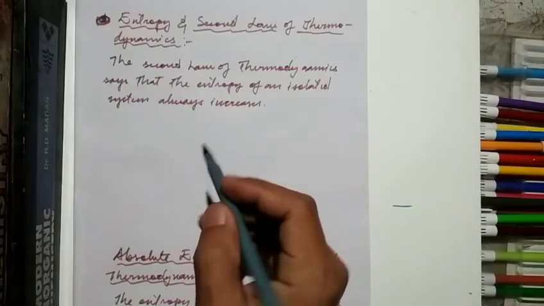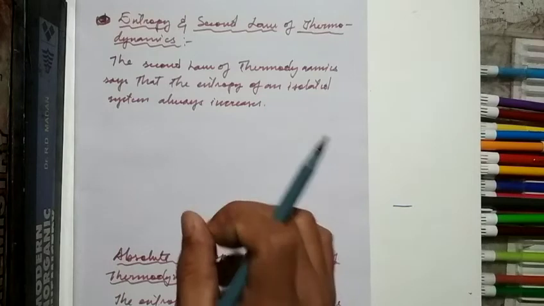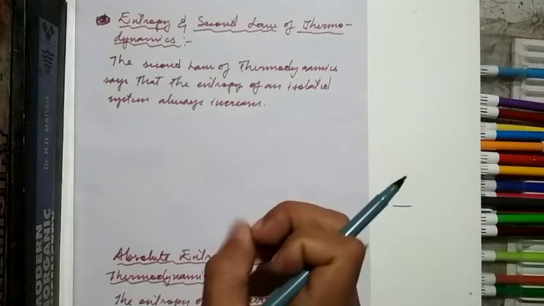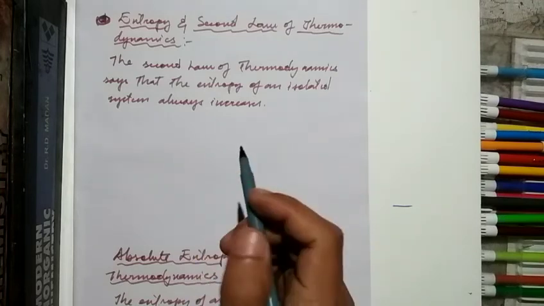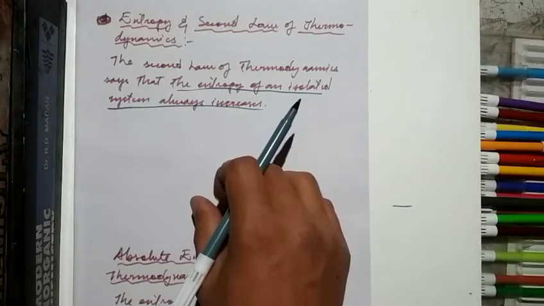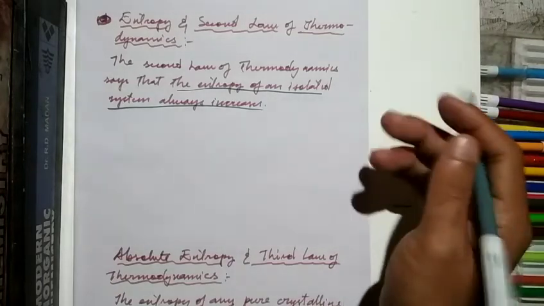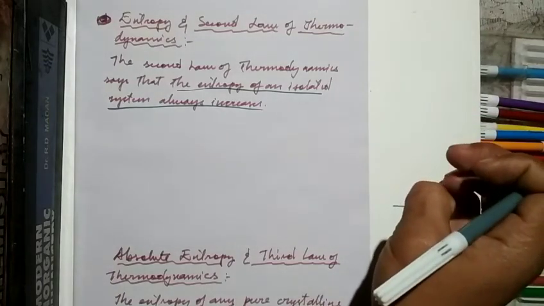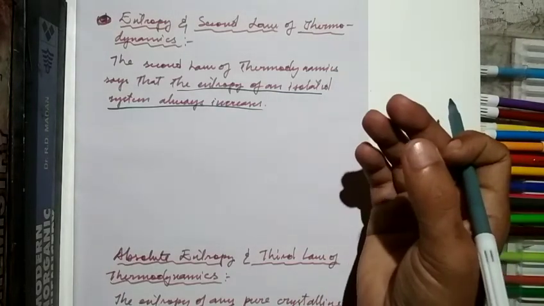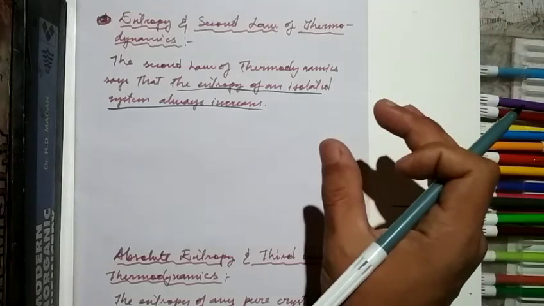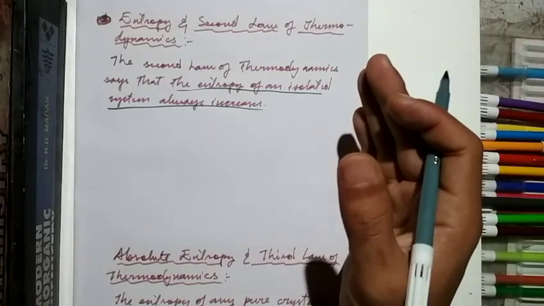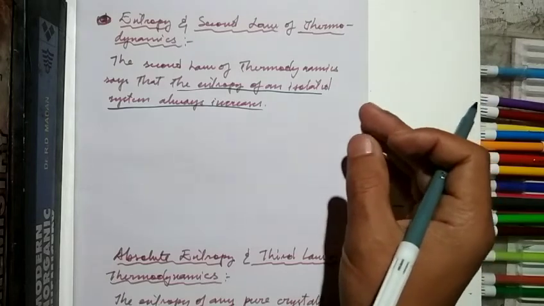Now let's see another topic, entropy and the second law of thermodynamics. So what does the second law of thermodynamics say? It says that the entropy of an isolated system always increases. So for an isolated system, entropy will increase. That is the spontaneous process we have discussed. In a spontaneous process without an external process, that process continues in one direction.